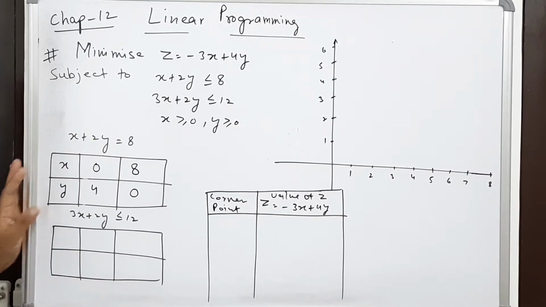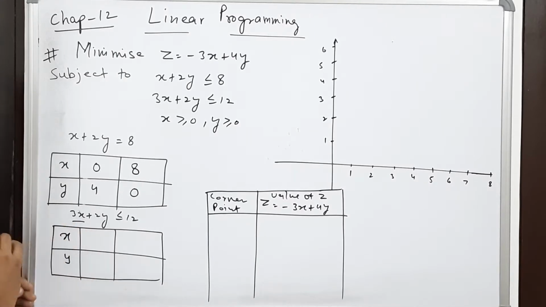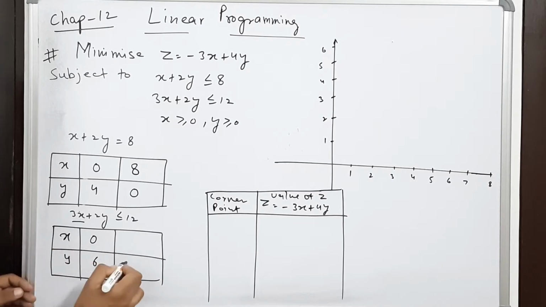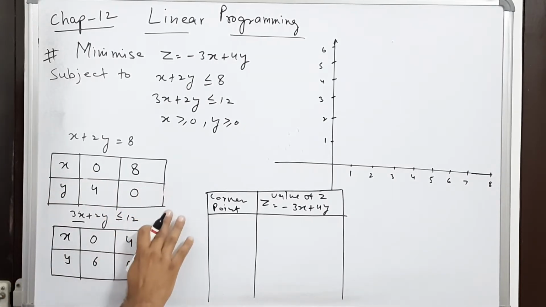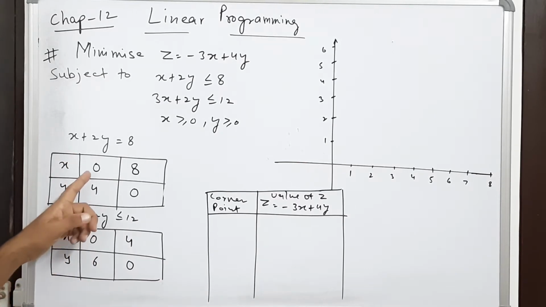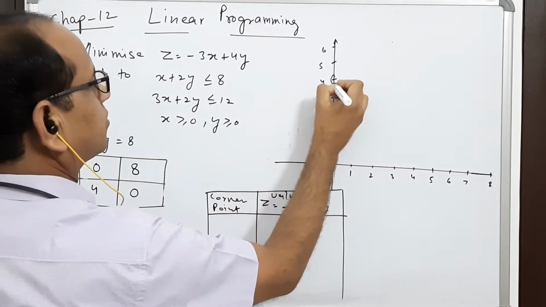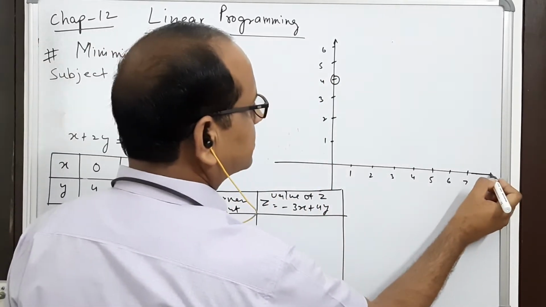Now you see this one, the second line, with x and y. When you put x equals 0, the value of y will be 6. When you put y equals 0, the value of x will be 4. So we have got two tables. Now we will draw the graph. The first point is 0 and 4. The second point is 8 and 0.